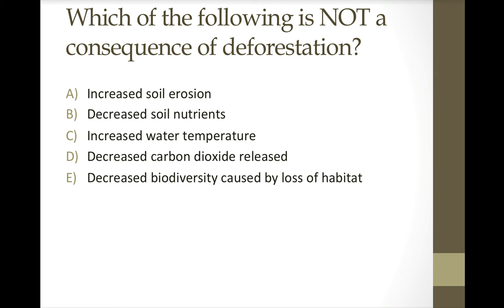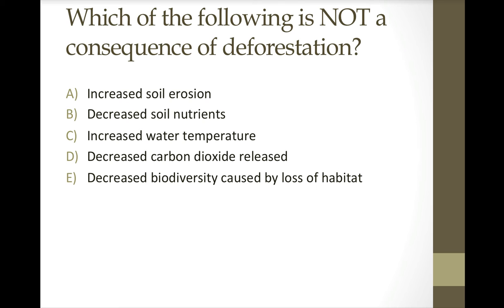So I'm going to let you think for a minute about which one of these you think is the correct answer. Go ahead and pause if you haven't come up with your decision yet. And I'm going to reveal the correct answer in just a moment. So let's go through these one by one. First of all, we're looking for the one that's not going to happen if we cut down all the trees. So A, increased soil erosion. Soil erosion is going to happen, so A is true. That's not our answer. B, decreased soil nutrients. Well, all of the topsoil is going to wash away, so yes, our nutrients are going to decrease. B is not the correct answer.